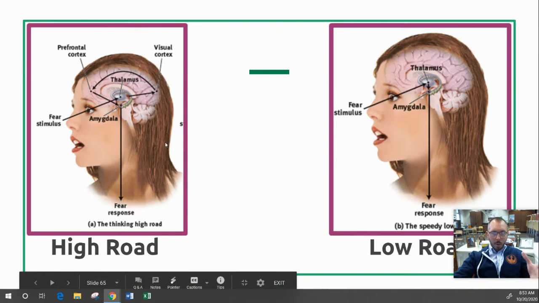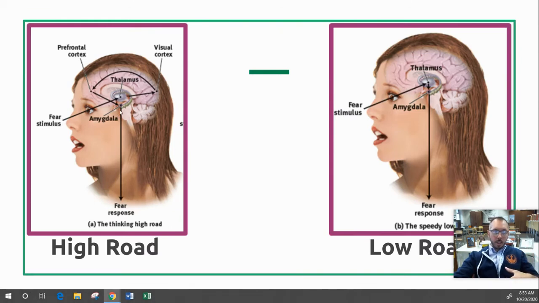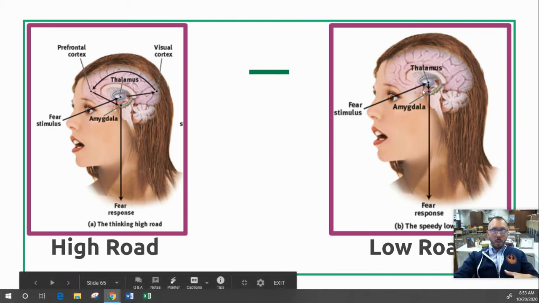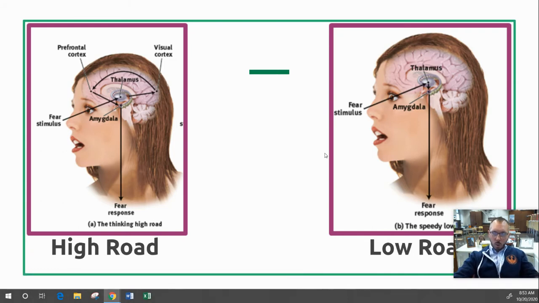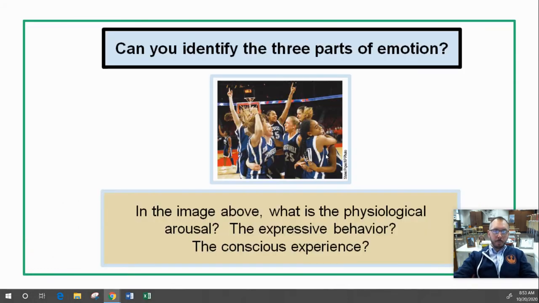That's a picture of the high road and the low road, if you want to see. So high road, again, going into the thalamus, over to the visual cortex for a little processing, here to the cerebral cortex, the prefrontal cortex here to let you think about it, and then back to the amygdala if we need to. Low road, just boom, thalamus, amygdala, go, act, fear, anger, aggression, those quick emotions that help us survive.